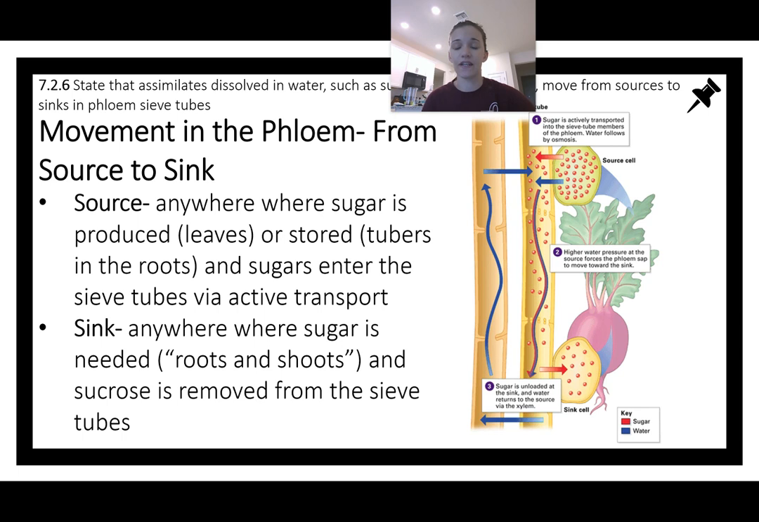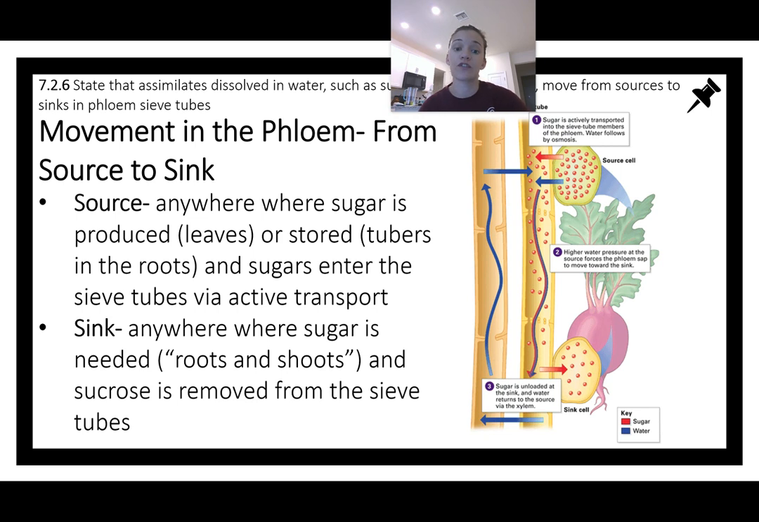And then the next big idea is that it's going from source to sink. So a source of sucrose is anywhere that is producing sugars, so super photosynthetic tissues where a lot of photosynthesis is happening, leaves mostly, or where sugar is stored. So if you have something like a potato, which is a tuber, that's storing sugar in the root of the plant. Potatoes have a ton of starch because starch is a sugar used for storage. But that's generally it. Leaves, or if there are storage organs in the roots.